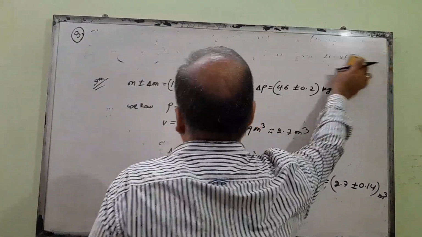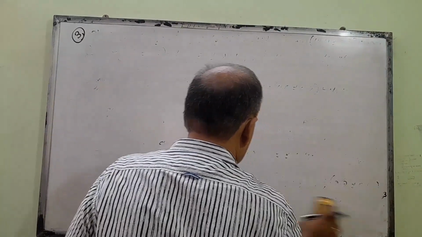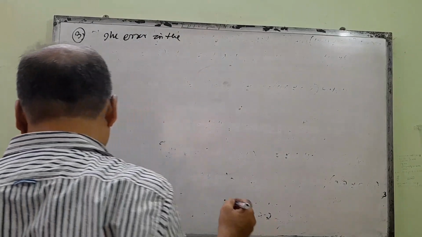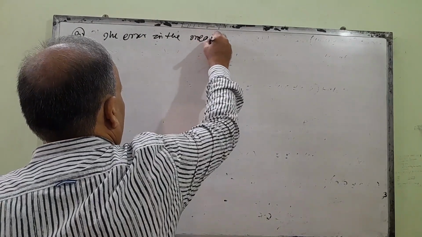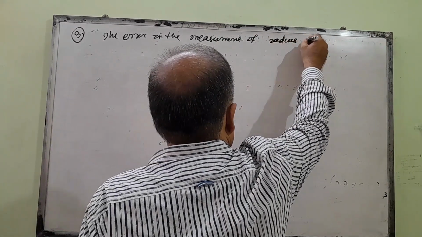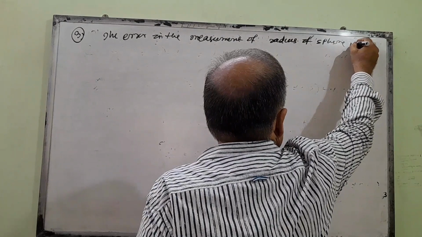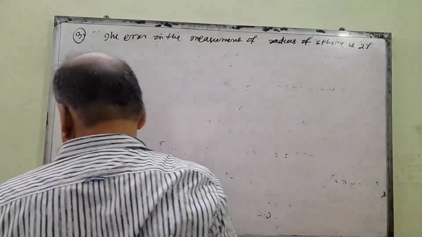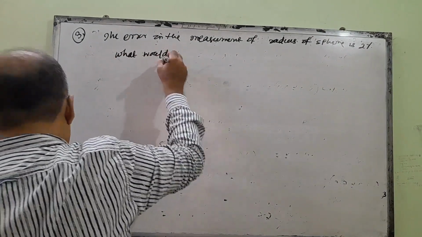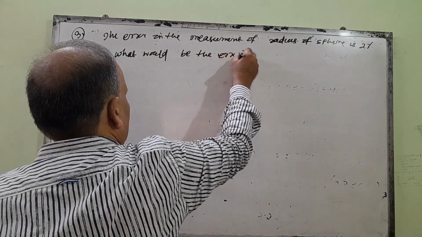Next come to your question number 4. The error in the measurement of a radius of a sphere is 2%. 2% means this is its percentage error. What would be the error in volume?